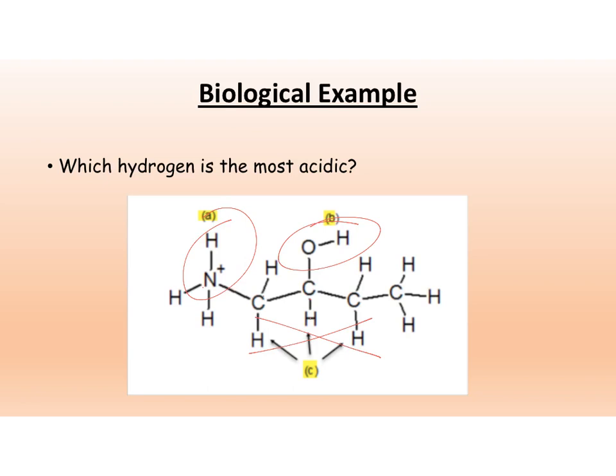Oxygen is definitely pretty electronegative, which means it is pulling electrons away from the H. N is also pretty electronegative, not quite as electronegative as oxygen, but it does have that positive sign there. Remember, that positive sign means it really, really wants to donate those hydrogens. So this hydrogen is definitely just going to pop off really easily. This is definitely the most acidic hydrogen on the molecule.